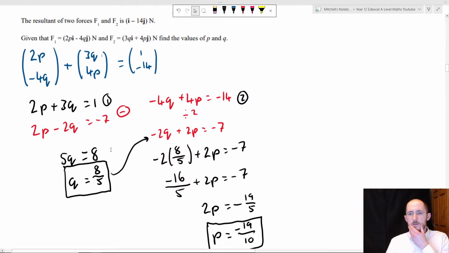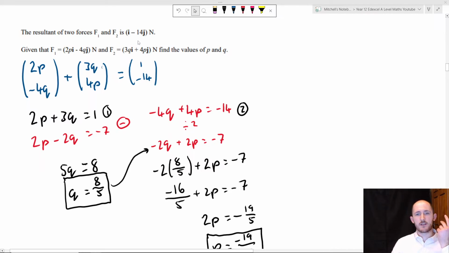Okay, so any questions about that? So in that question, instead of giving us in equilibrium, they said instead that they're equal to some resultant vector. So we wrote that out, and then we wrote our two separate equations. So remember, we can look at the top row and the bottom row completely separately, which can help us out with solving the equations. But in this case, we actually had a simultaneous equation. So hopefully that's fairly easy.